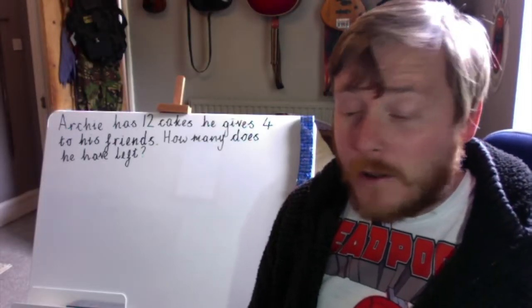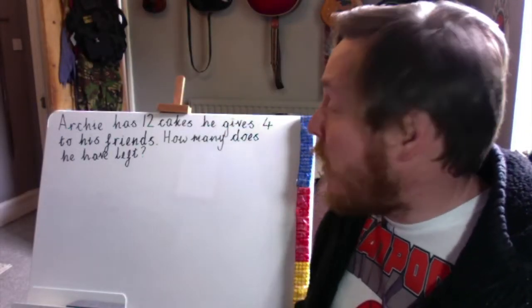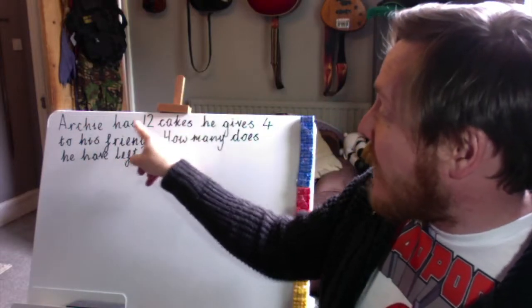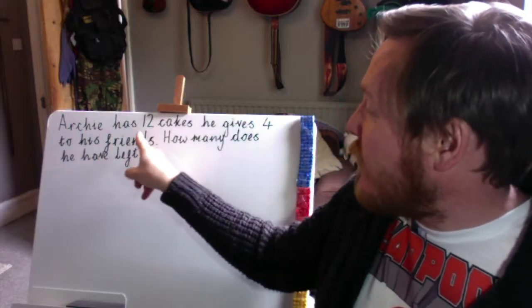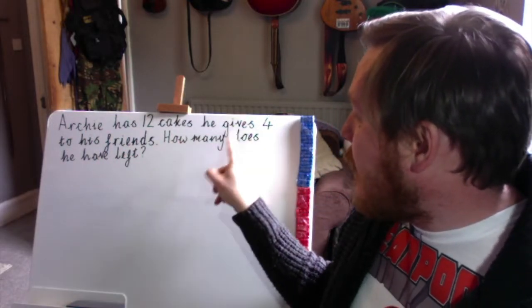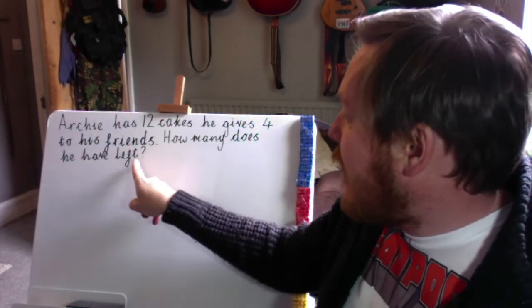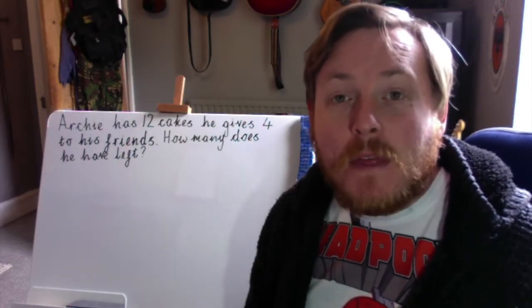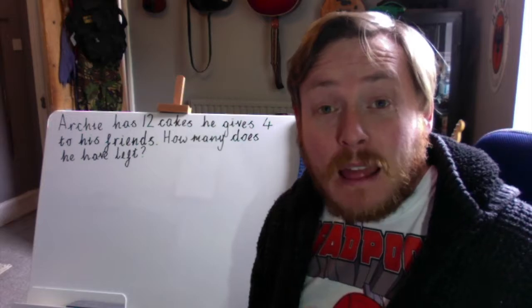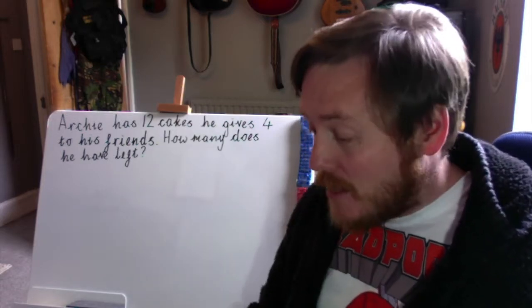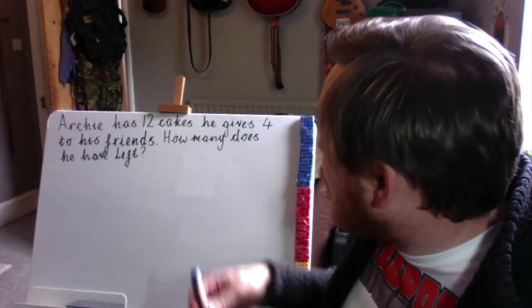Okay, I've done another one on our board now, so let's read this one. Archie has 12 cakes. He gives 4 to his friends. How many does he have left? So let's see if we can remember those steps. Step number 1, can you remember it? It was to find the numbers. So let's see if we can find those numbers.